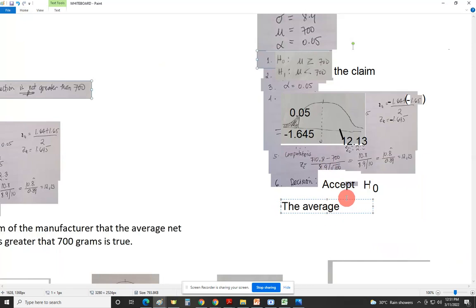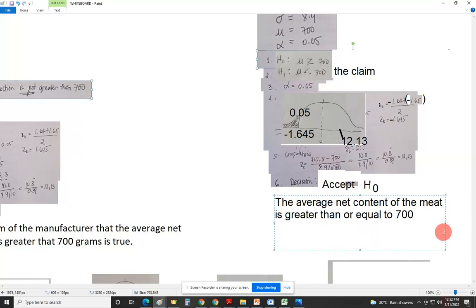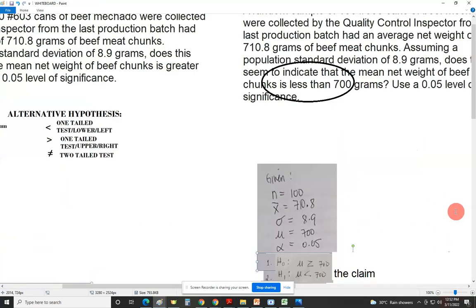Ano yan, yun? Yung first pa natin na example. So, the average net content of the meat is greater than or equal to 700. Tama ba, Angelica? Is this your conclusion also? Okay. Nalito kayo sa first natin example eh. Okay.